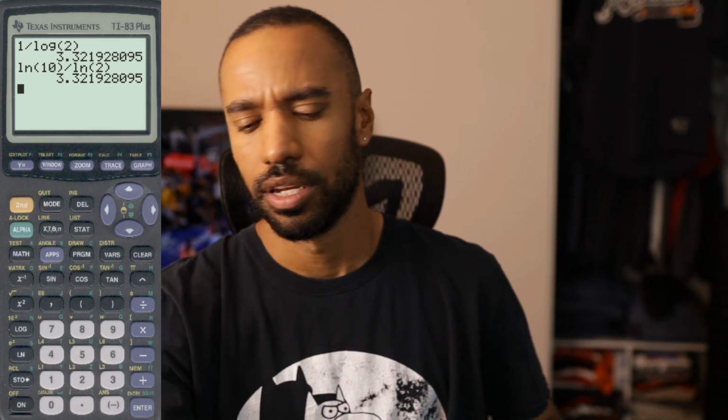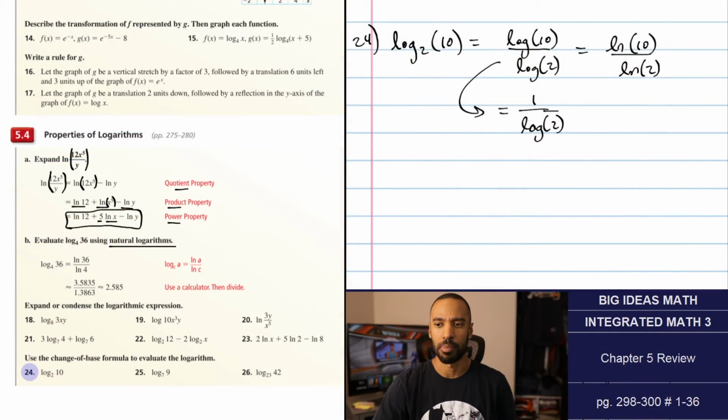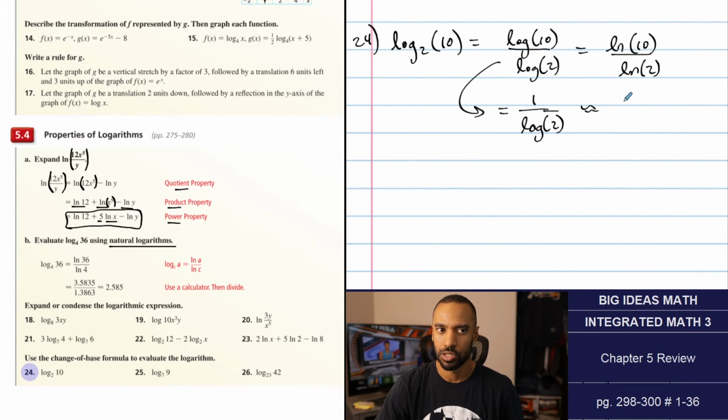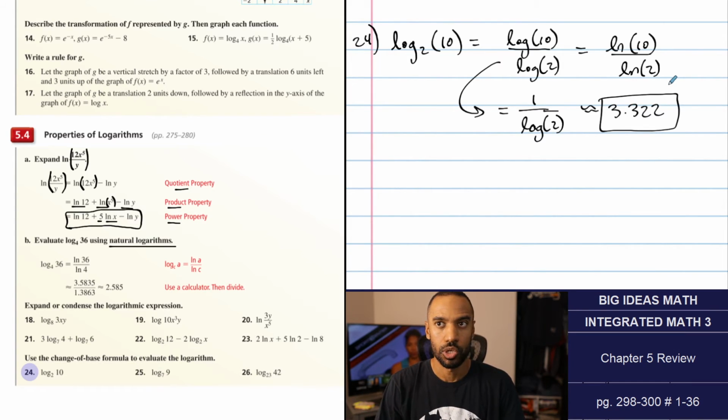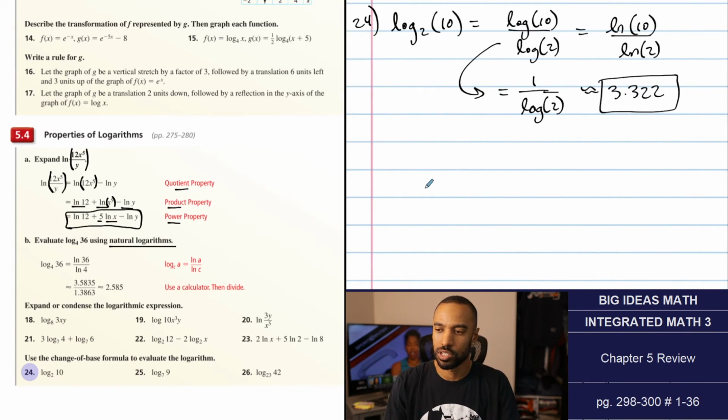And I'd love to make sure that this answer makes sense to me. So this answer was around 3.322. Couple threes, couple twos. Does the answer make sense? Yes. It asks 2 to what power is 10? 2 cubed is 8. 2 to the 4th is 16. To be between 3 and 4 makes sense to me. You can double check it, try and plug it in, but I'm going to trust it for everything we did.